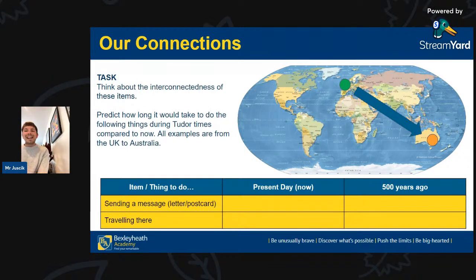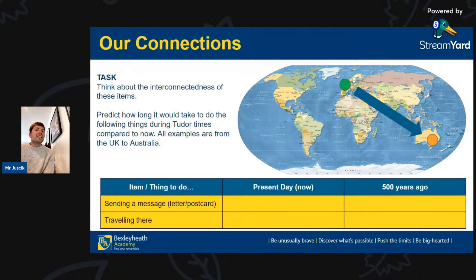And how long would it take to get there if I was to travel? And again, this is exactly the same for Tudor times. It's about 5 months. Yeah, 5 months of travel. And how long will it take to get there now? Well, there's a direct flight from London to Perth. It takes about 18 hours. It's quite a long time to be on a plane, if I'm honest, 18 hours. But there is a direct flight, so it would take just slightly less than a day.